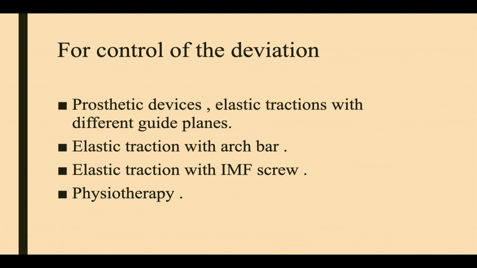Now for control of deviation, what do we use? Usually prosthetic devices are used, and also bite planes, and sometimes elastic traction is used with arch bars and IMF screws, and we can use physiotherapy. In cancer patients, not all patients can tolerate the bite plane, arch bar or elastic traction. So physiotherapy can play an important role in management of deviation.